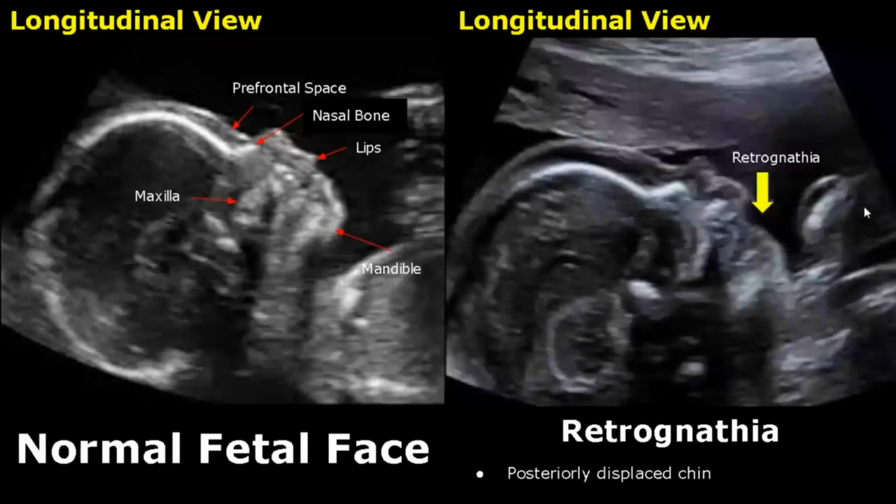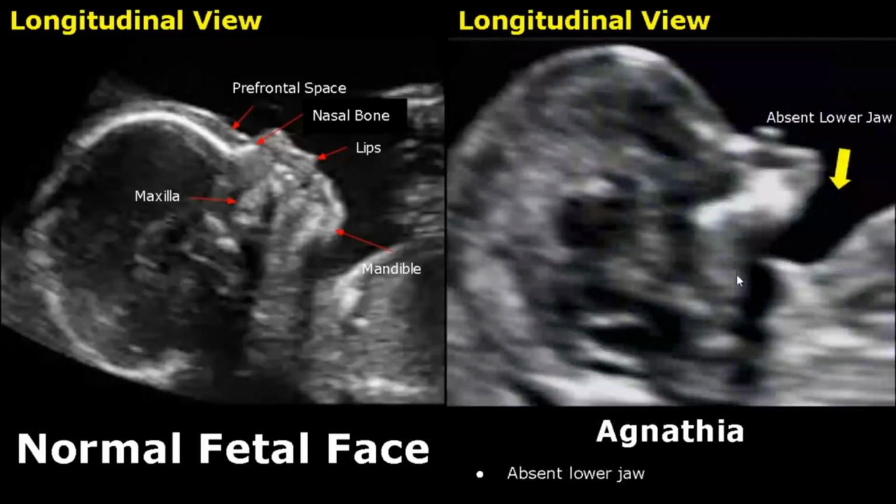In retrognathia, the chin is displaced posteriorly. It is difficult to diagnose it on ultrasound. In agnathia, the lower jaw is absent. In this image, the lower jaw is not seen. It is missing.